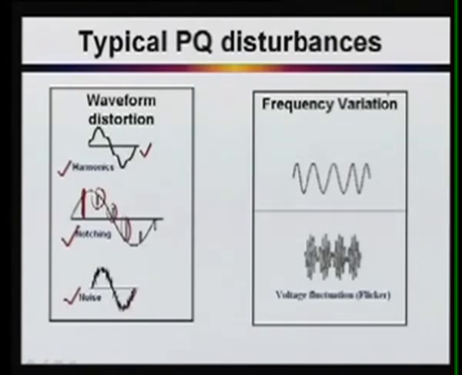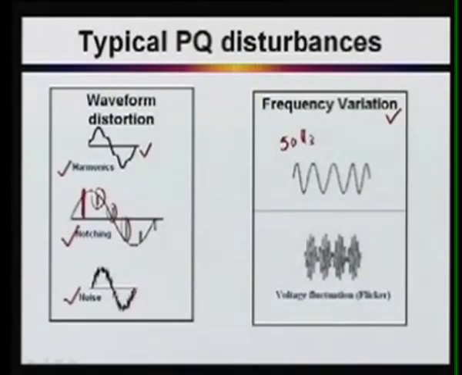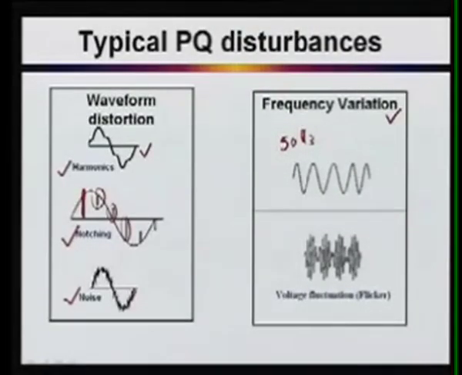Another type of PQ disturbance is frequency variation. Here, as I said, our nominal frequency is 50 Hertz, so we should have a 50 Hertz supply throughout the day, throughout the hours. But there may be a possibility that the frequency is somewhere less, somewhere more. Again, it depends upon the power system loading. If your power system is highly loaded, then what will happen? Then there may be a possibility that the frequency of the system may fall. Why will it fall? The question arises.